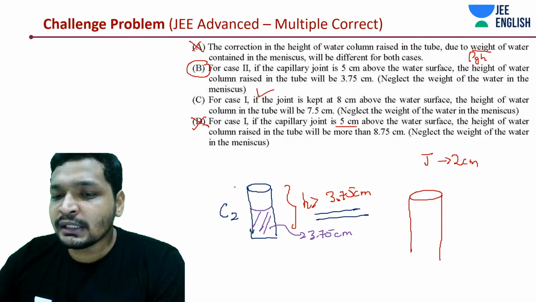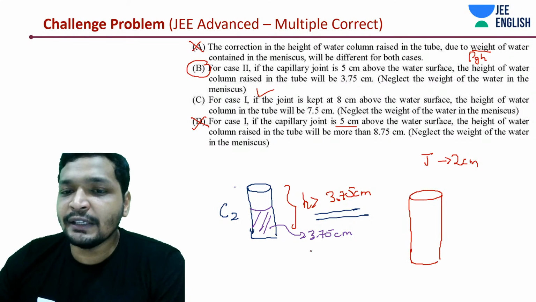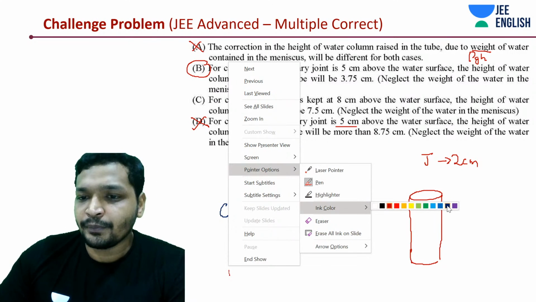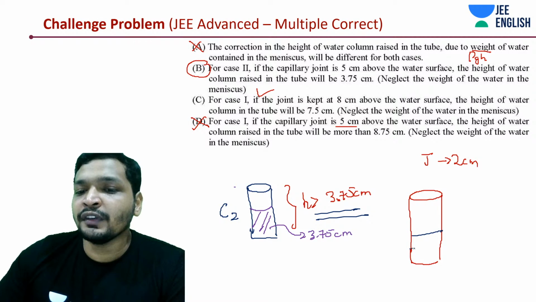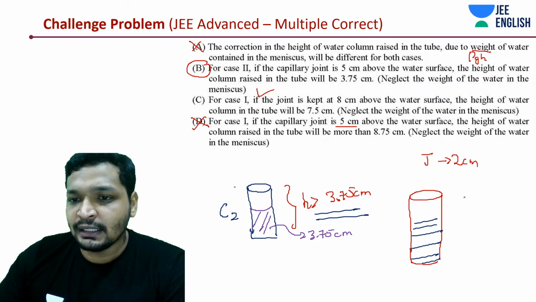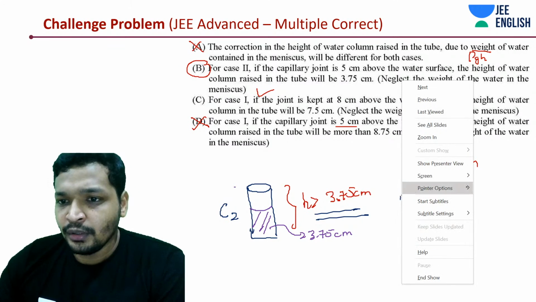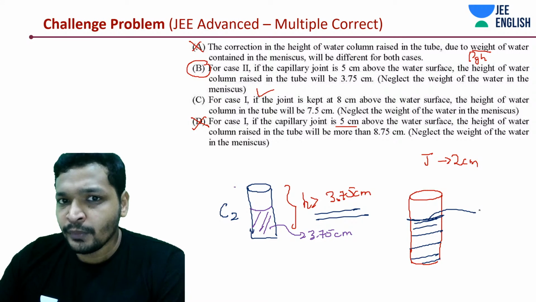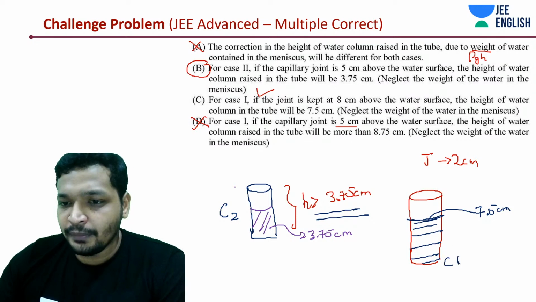But yes, you're supposed to attend simple questions like this, and you're supposed to leave the speculative options, especially in multiple correct, because there are high chances of losing the scoring marks. So if the joint is above 8 centimeters, it is at 8 centimeters, that is what is given to you. The amount of water raised, measured at the lower meniscus, would be how much? 7.5 centimeters as we calculated for C1.